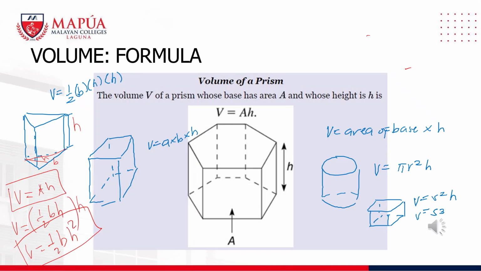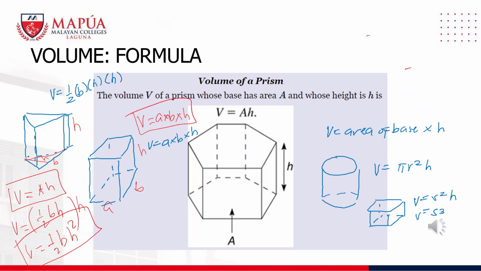Then for this illustration here, if this is the length A, this is B, and this is C, or say this is height h, the volume is simply the product of A times B times the height h. So this is the volume.